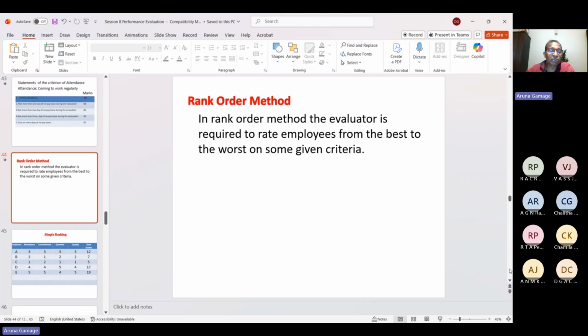Then we have the rank order method. It is an important method you can use, very simple. There are two types of ranking. One is simple ranking. In simple ranking, what you do is you evaluate several employees based on different criteria.